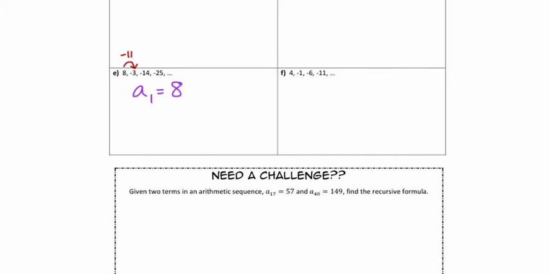To go from -3 to -14, notice again we're going more negative, so this is going to be a -11. And then we can keep going from -14 to -25. Our common difference is -11. So the rest of our recursive formula will look like this. Same structure. We're looking for the nth term. We need to know the n minus 1 term. And then we're going to throw in our common difference.